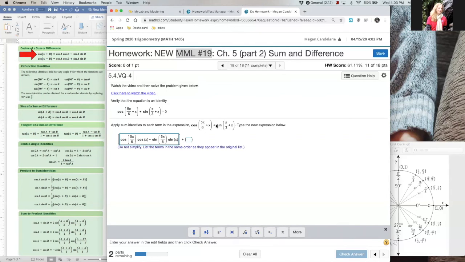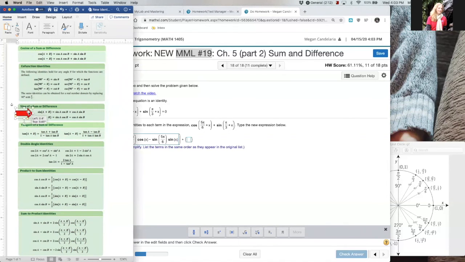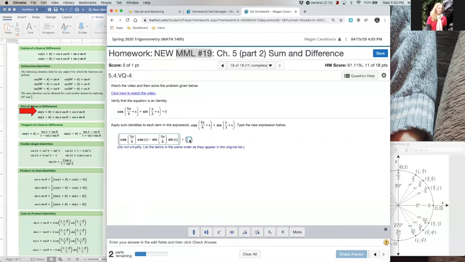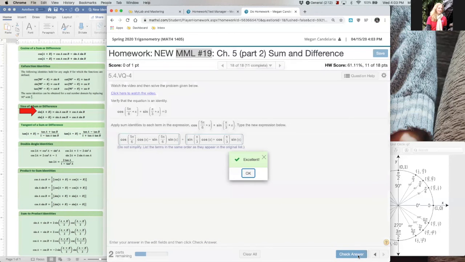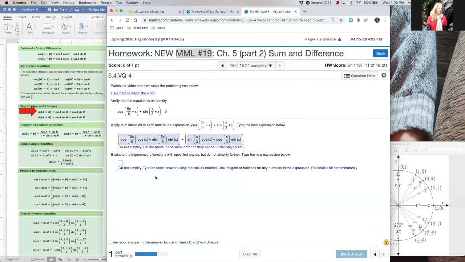Now we're going to do the same thing for sine of pi over 3 plus x. So we're going to go down and remind ourselves of our sine sum formula. Sine of a plus b is sine of a cosine b plus cosine a sine b. Okay, so sine of pi over 3 plus x is going to become sine of pi over 3 times cosine of x plus cosine of pi over 3 sine of x. Okay, so we're going to check our answer. Yay, go us.